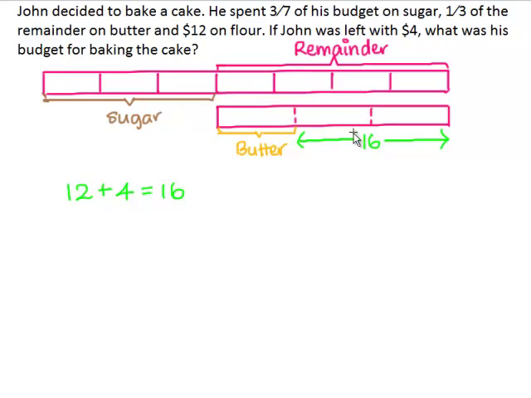So we can see that 16 is represented by the 2 units on this model here. So to find the value of 1 unit, we will take 16 divided by 2, which gives us 8. We want to find the total value of the remainder, which is made up of the 3 units over here. So now we will take 8 times 3, which gives us 24. And 24 is the total value of the remainder.